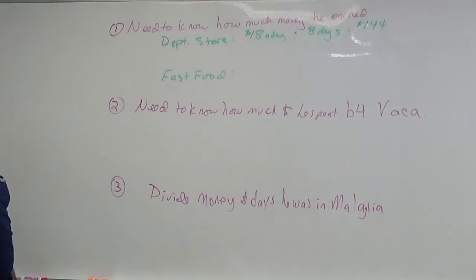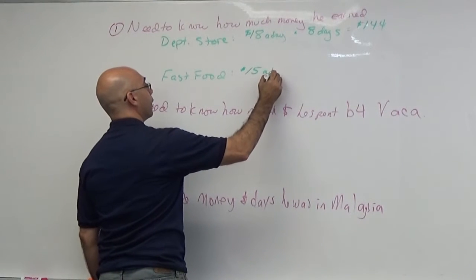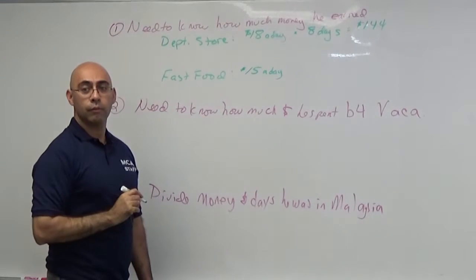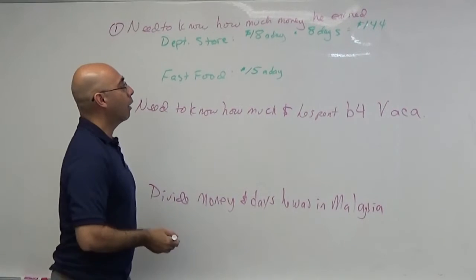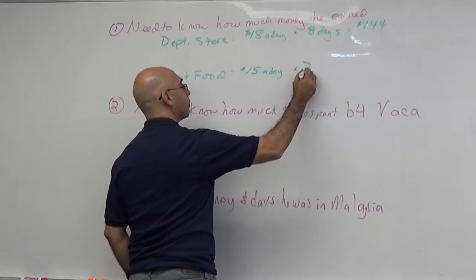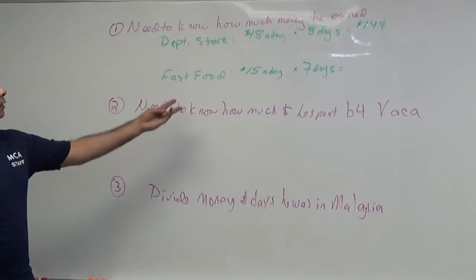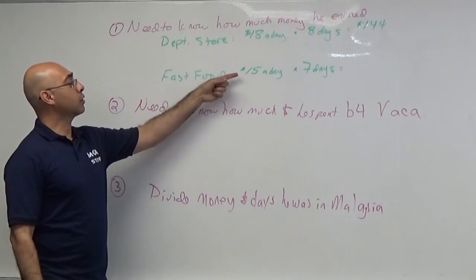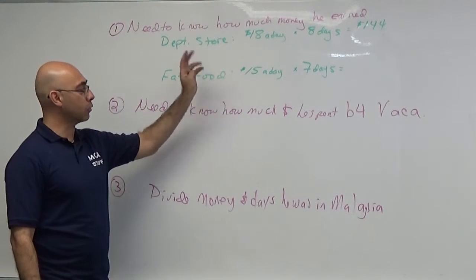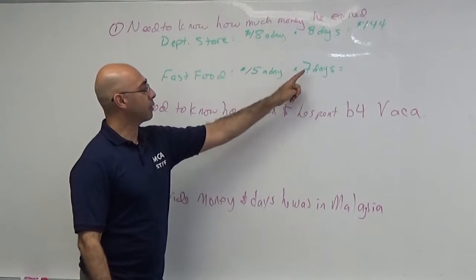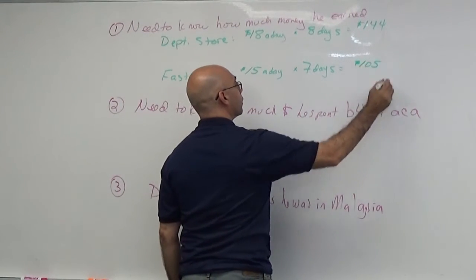How about the fast food place? How much money did he make there? At a rate of $15 a day, for 7 days. So I do exactly what I did before. If he makes $15 for 1 day, he'll make $30 for 2 days, $45 for 3 days, or just multiply 15 times 7. That's 70 plus 35, so he made $105.